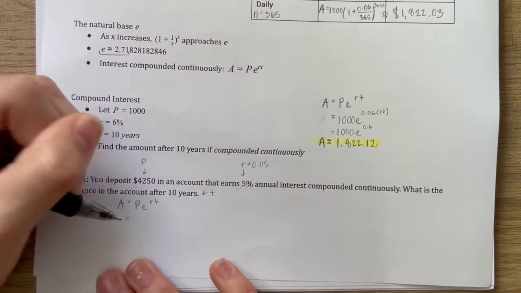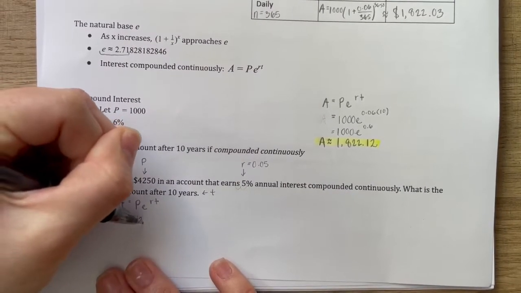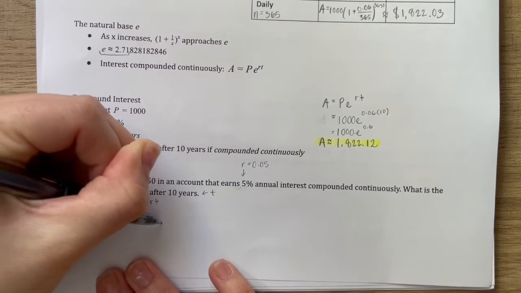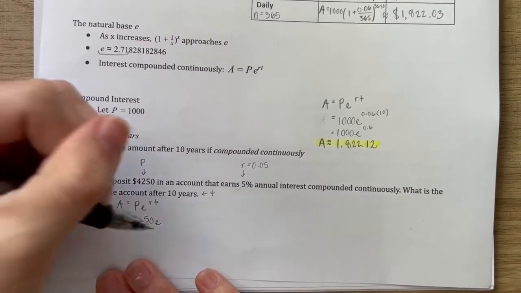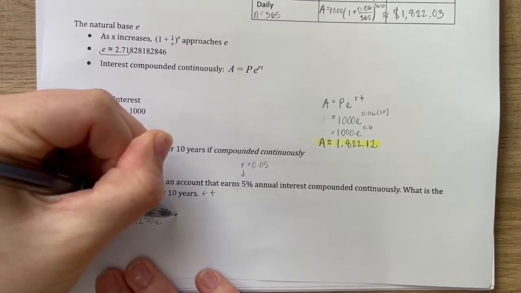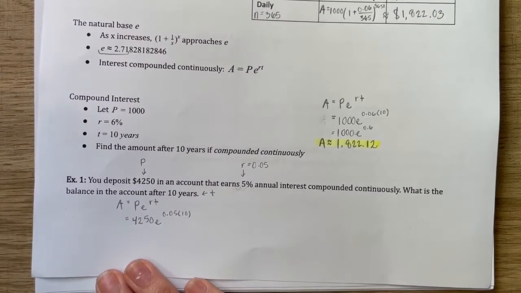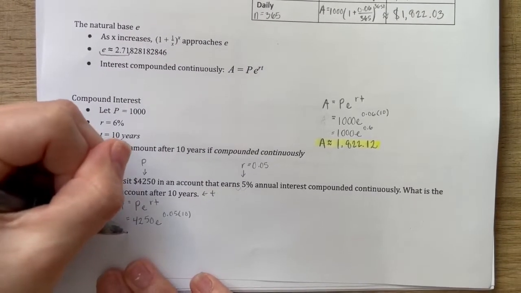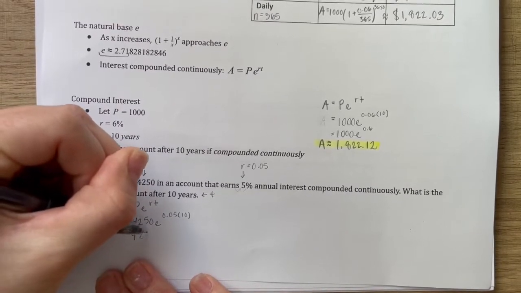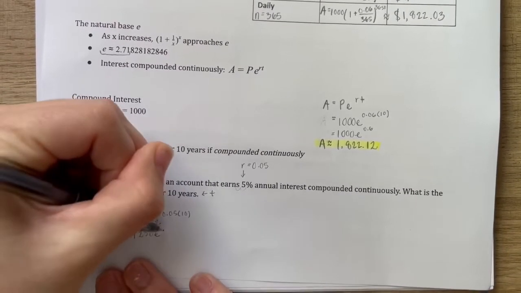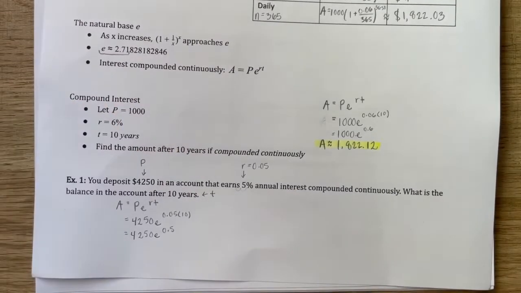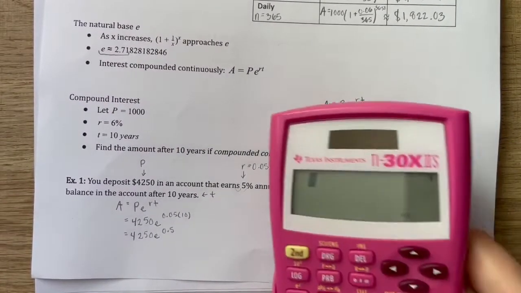So A equals P, which was 4,250, times e raised to the r times t, so 0.05 times 10. 0.05 times 10 just becomes 0.5. So this becomes 4,250 times e raised to the 0.5 power. And then now we can simplify it.